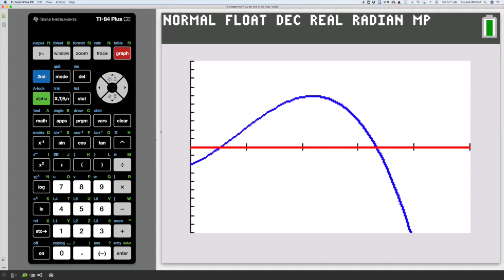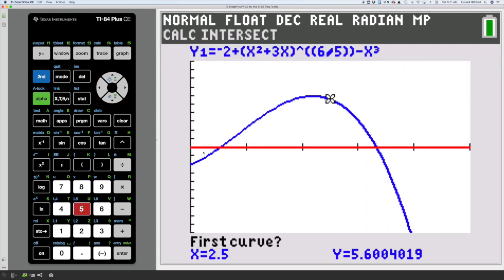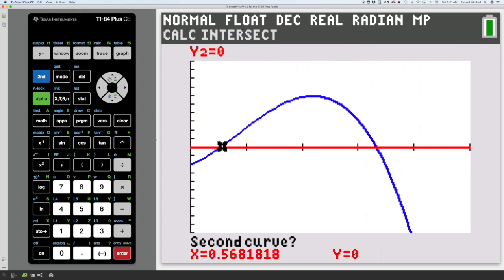So I want to find this intersection. We'll go to second, calc, and then number 5. And let's get close to this one on the left, and we'll press enter, enter, and enter. So at 0.536, the particle changed directions.